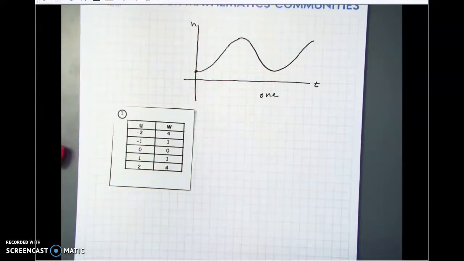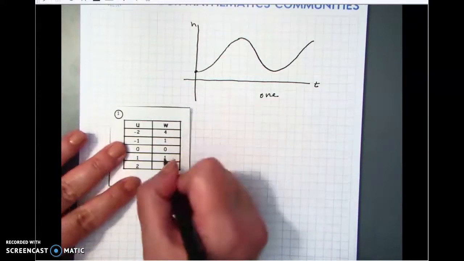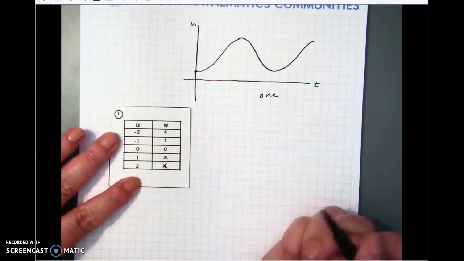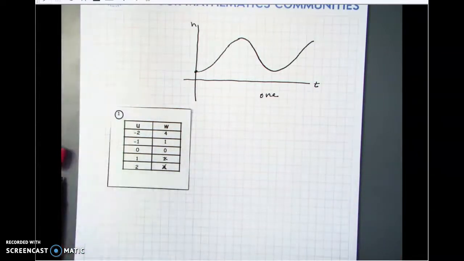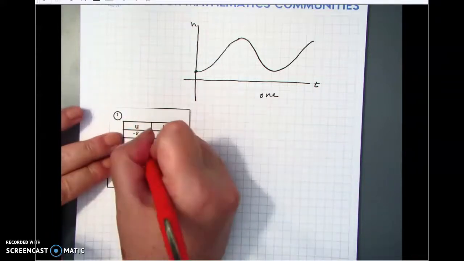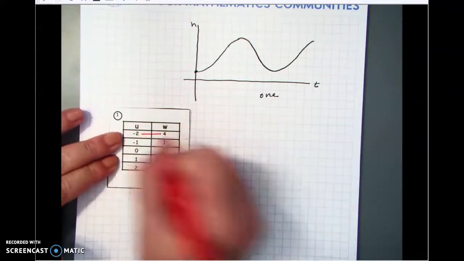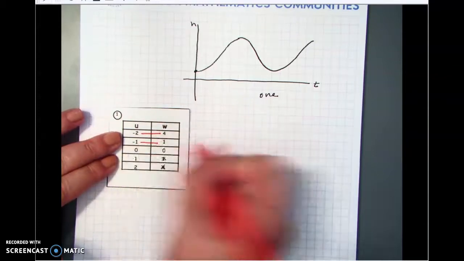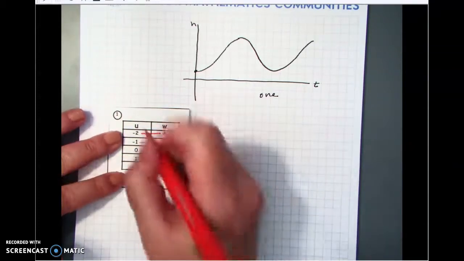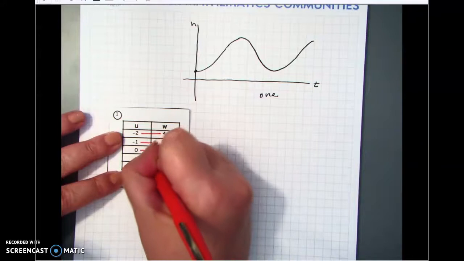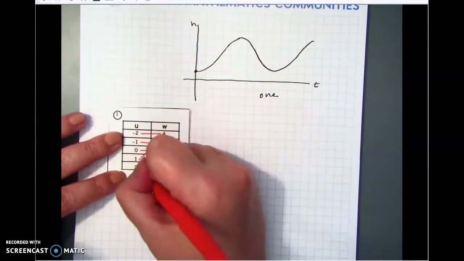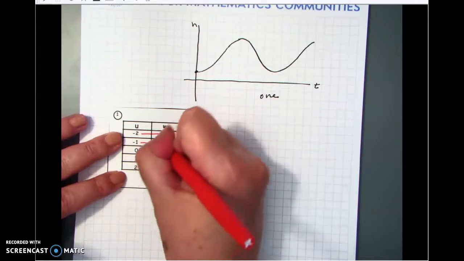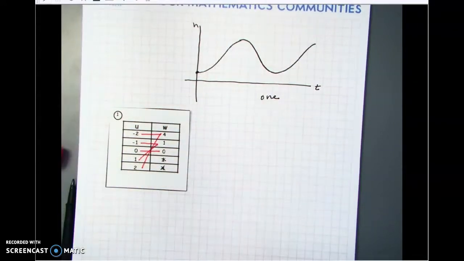All right, so let's take a look at this one. And what we're going to do is eliminate these two values, so that we can get an idea of our mapping. And I'll do it in red so we can see it better. So -2 maps onto 4. -1 maps onto 1, 0 maps onto 0, 1 maps onto 1, but I'm going to do it over here instead of having that repeat, and then 2 maps onto 4, and I'm going to do it over there so that we can see our repeats.